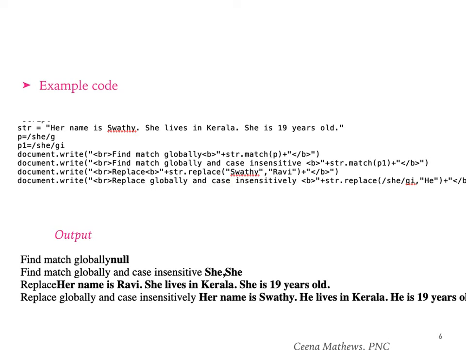So it returns "she", because since it is case insensitive it will find the "she" even though it doesn't match the pattern. We have mentioned the modifier as i, so it returns the value "she". There are two "she"s in this string, so it returns two "she"s. And next is replace.